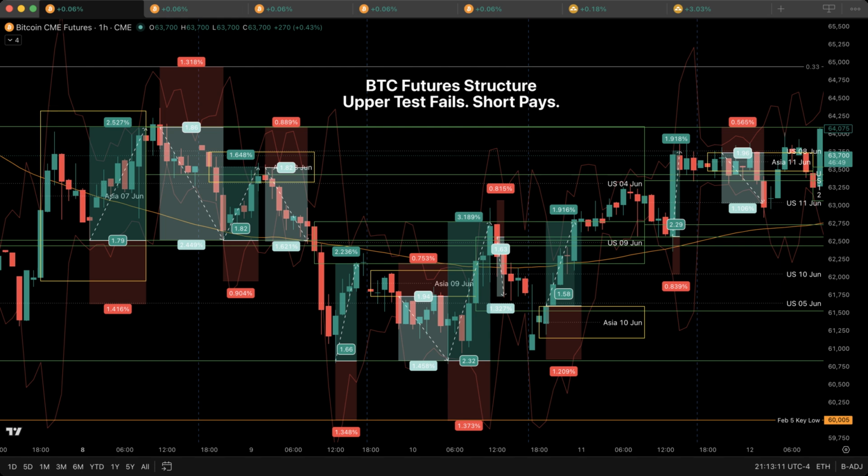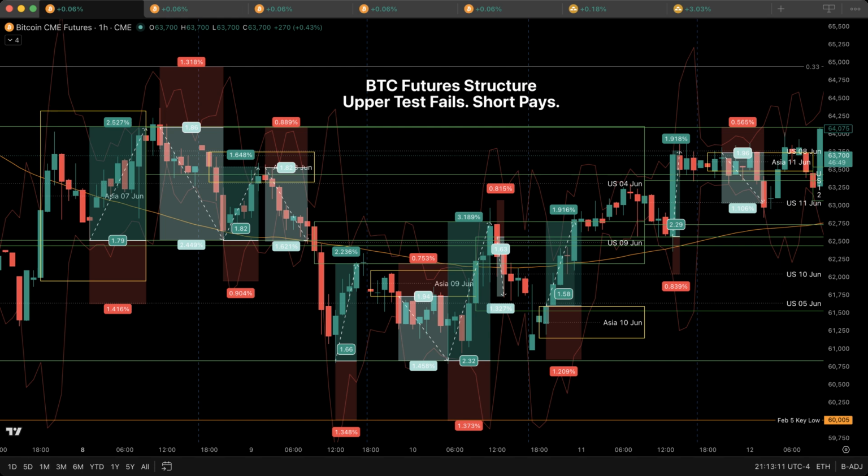June 11th Asia session continues inside its own basis box. It tests the upper side. Then it falls. It tests June 11th US session midpoint. That movement gives the short. Upper test. Failure. Return to the midpoint.